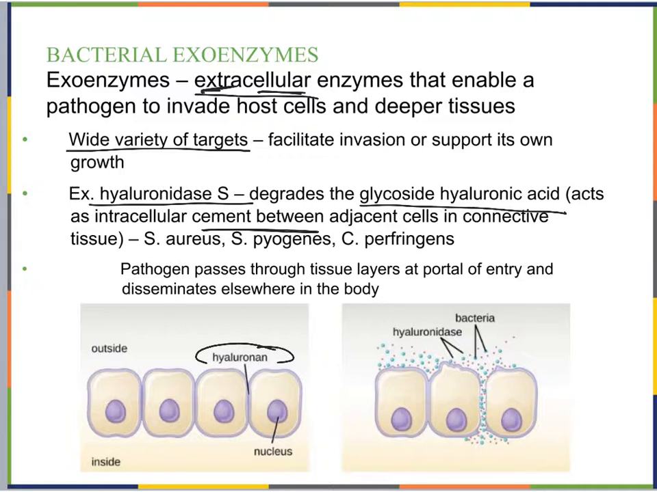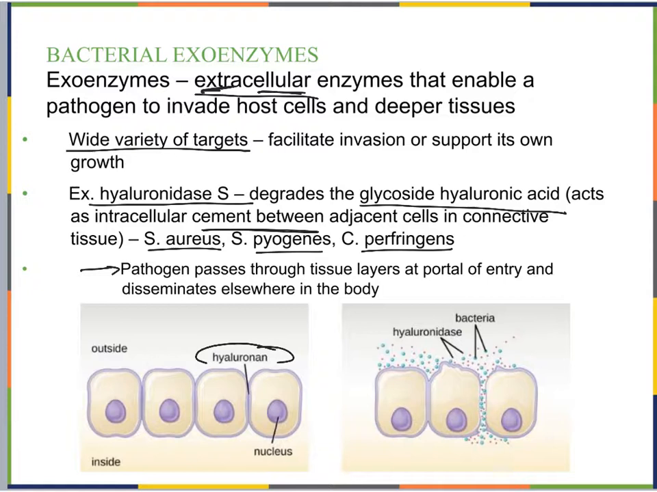However, because of the way that evolution works, we have organisms like S. aureus and S. pyogenes that are able to produce hyaluronidase, which is able to degrade that. So that's one of the ways that they have tried to evade our barriers, our ability to protect ourselves, by being able to produce an enzyme that now degrades that. So then that means that the pathogen is going to pass through the tissue layers at the portal of entry and then disseminate elsewhere in the body.